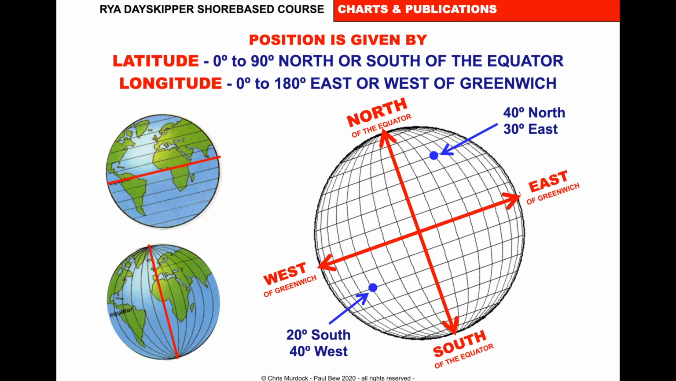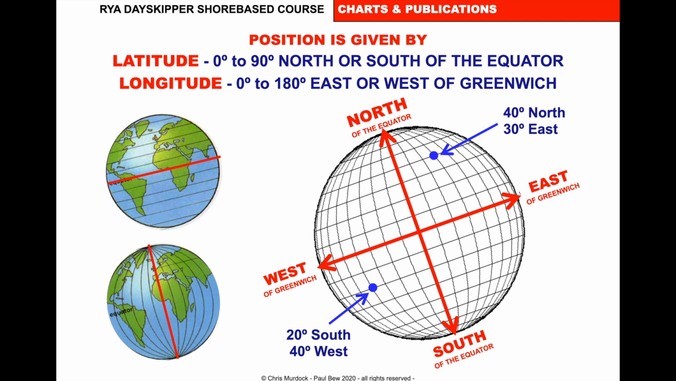So the position is given by latitude and longitude. Latitude is measured 0 to 90 degrees north or south of the equator, which we've said, and the longitude is measured 0 to 180 degrees east or west of Greenwich. So now we have a grid system.